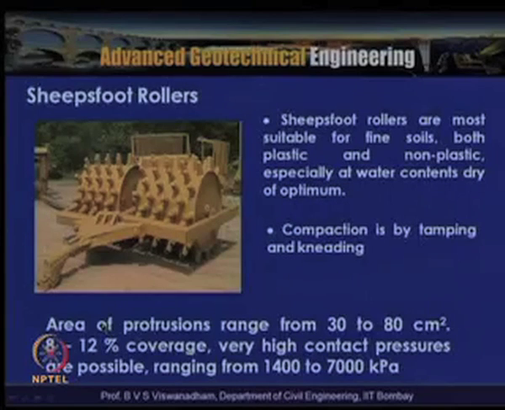The area of protrusions ranges from 30 to 80 centimeter square, with 8 to 12% coverage, and very high contact pressures are possible, ranging from 1400 up to 7000 kilopascals. So because of these protrusions, the roller can induce pressures of 1400 to 7000 kilopascals. As we have discussed in previous lectures, in order to compact fine grained soil, a higher amount of static pressure is required to push the clay particles closer. So the significance of the protrusions in sheep's foot rollers is to induce high contact pressures.